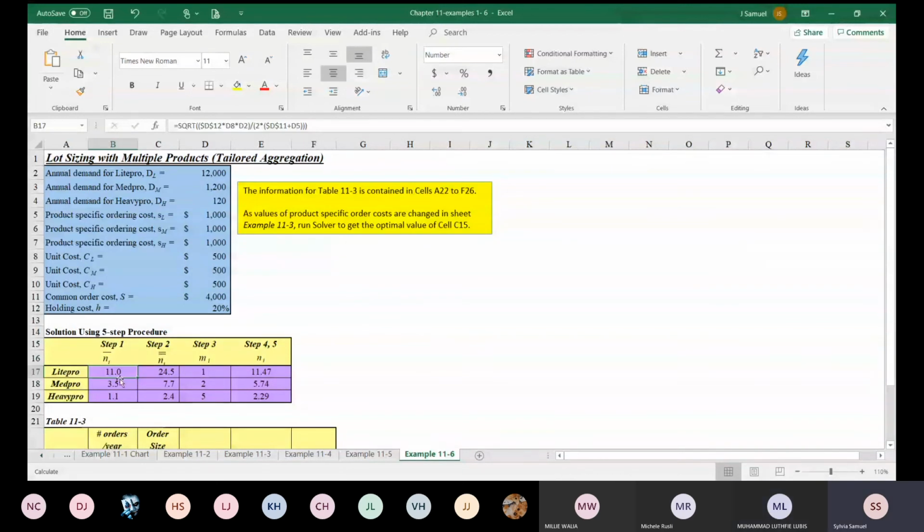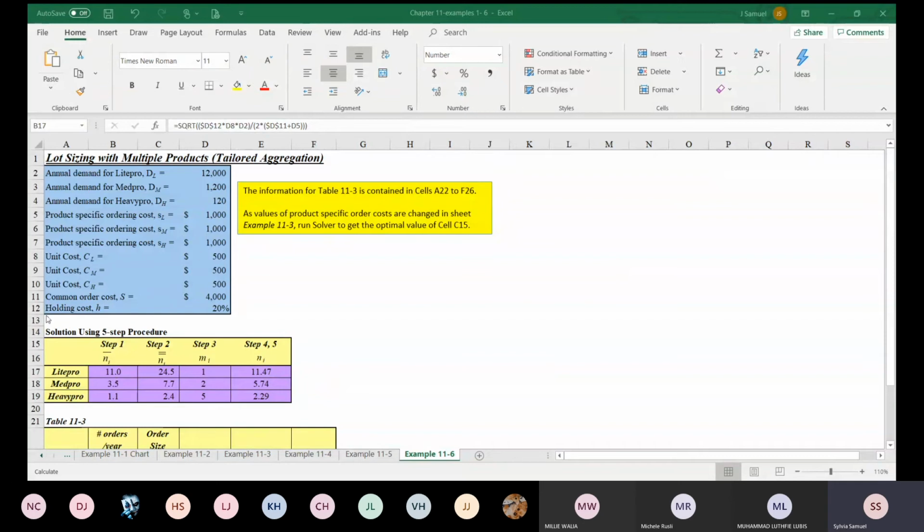For Light Pro, in order to get the amount of 11, remember we have the formula, step 1, from your textbook, page 294 to 295. The formula for the order frequency is the square root of holding cost times demand, divided by 2 times the supplier cost, and then plus S_i. As you can see here, the square root for D12: the holding cost is 20%, 0.2. Then we have the demand, and then the cost, 500, divided by 2 for the cost again, and then plus the cost.